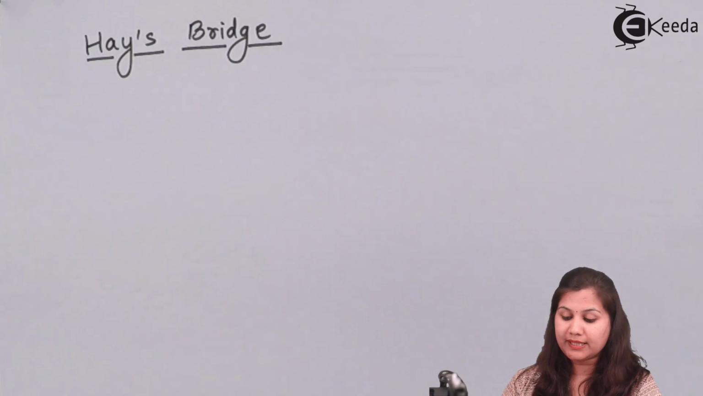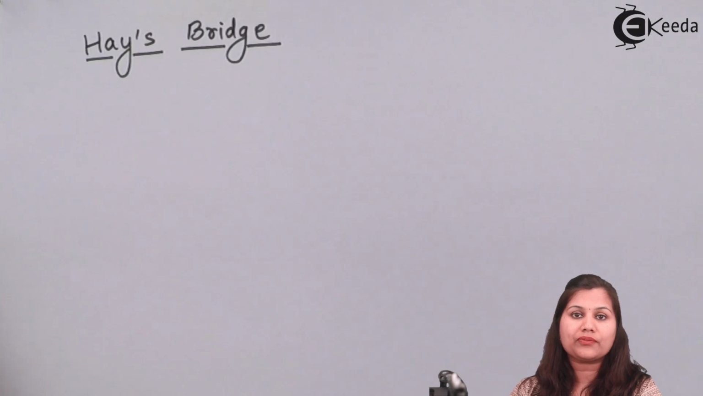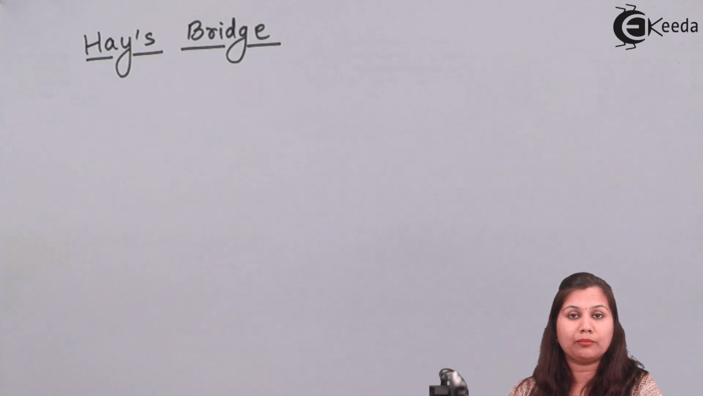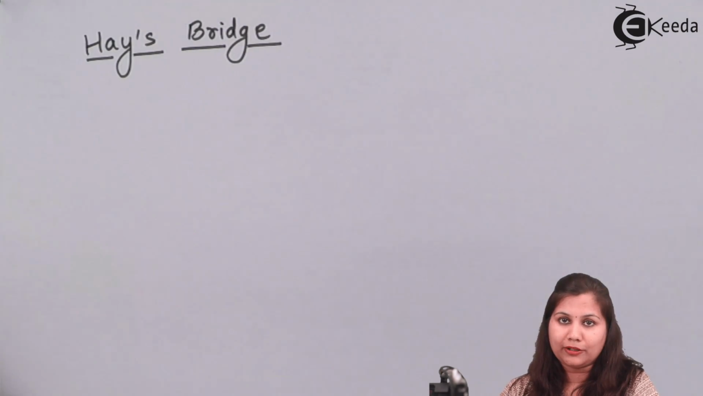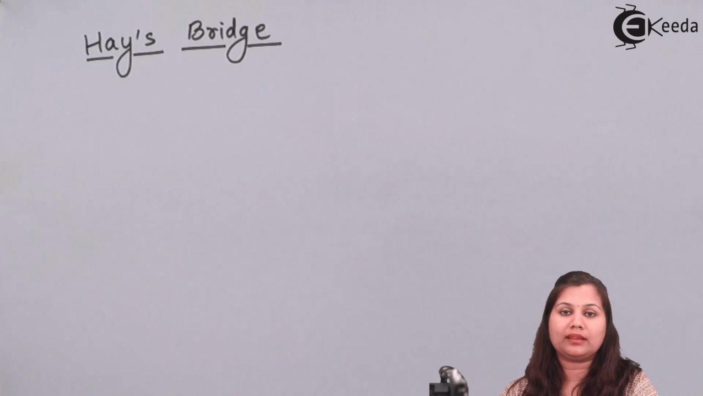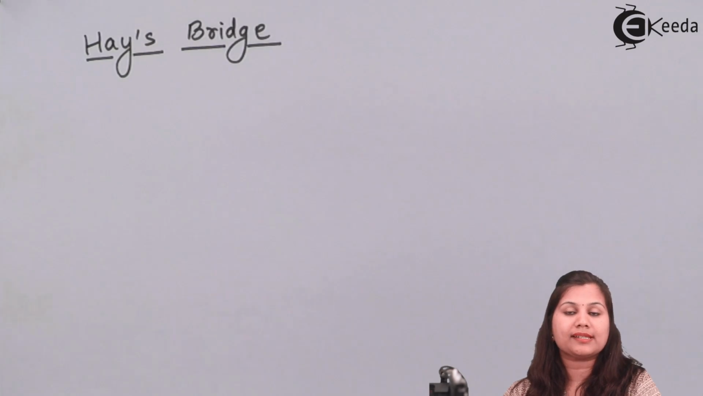This Hayes bridge is named after the scientist who invented it, and it is used for the measurement of self-inductance. As I have said, it is a modification of the Maxwell inductance capacitance bridge, because in the Maxwell inductance bridge the capacitor is connected in series with a resistance, whereas in the Hayes bridge the resistance and the capacitor are connected in a parallel combination. That is the only difference between the Hayes bridge and the Maxwell inductance capacitance bridge. Both bridges measure the self inductance in terms of a capacitor.